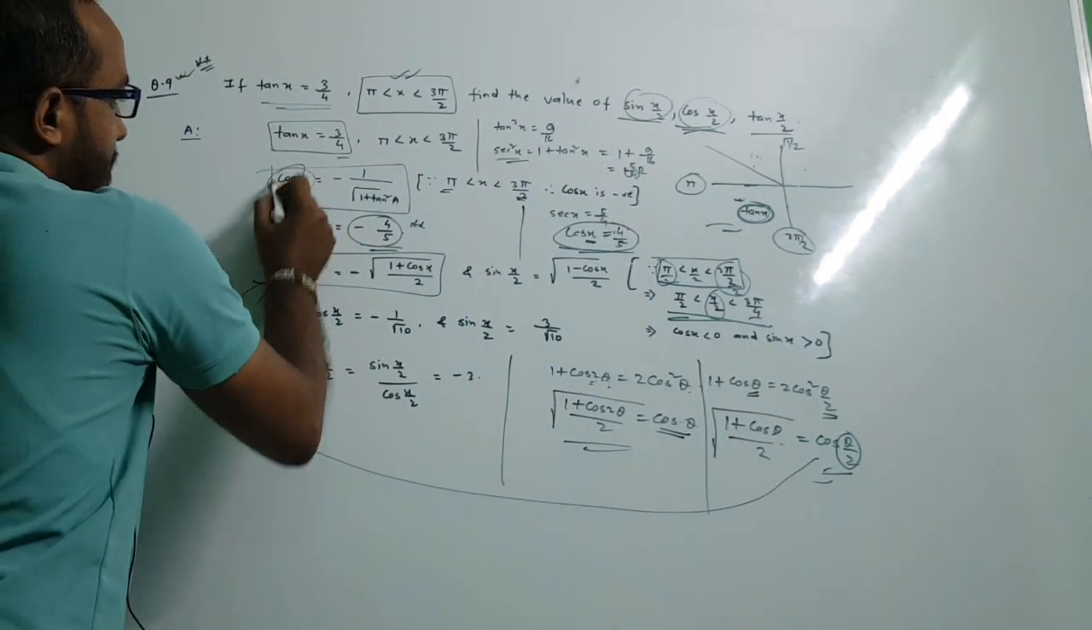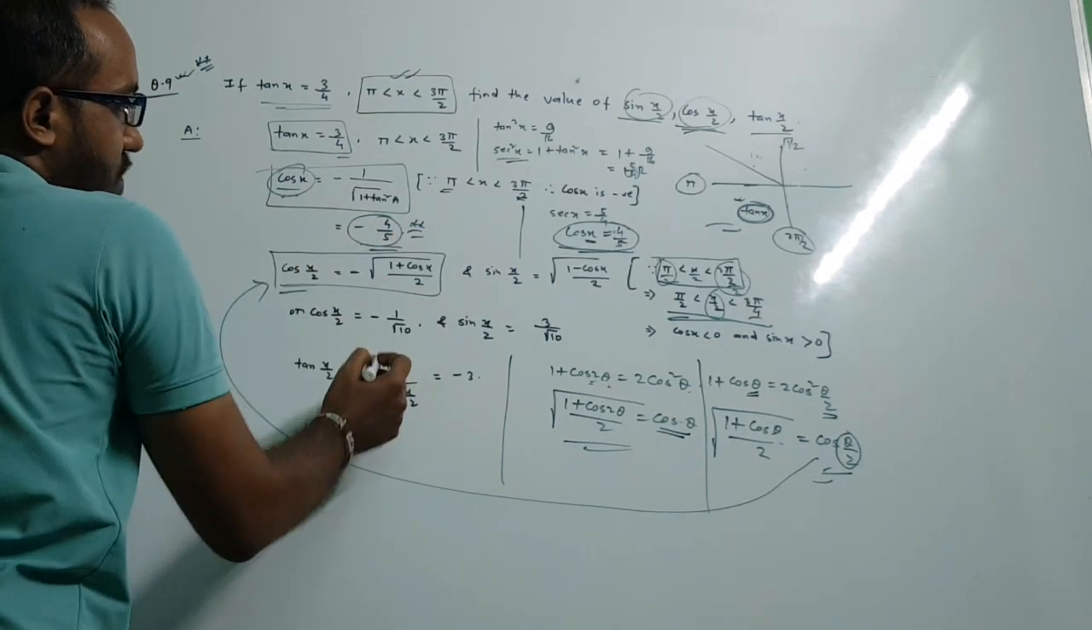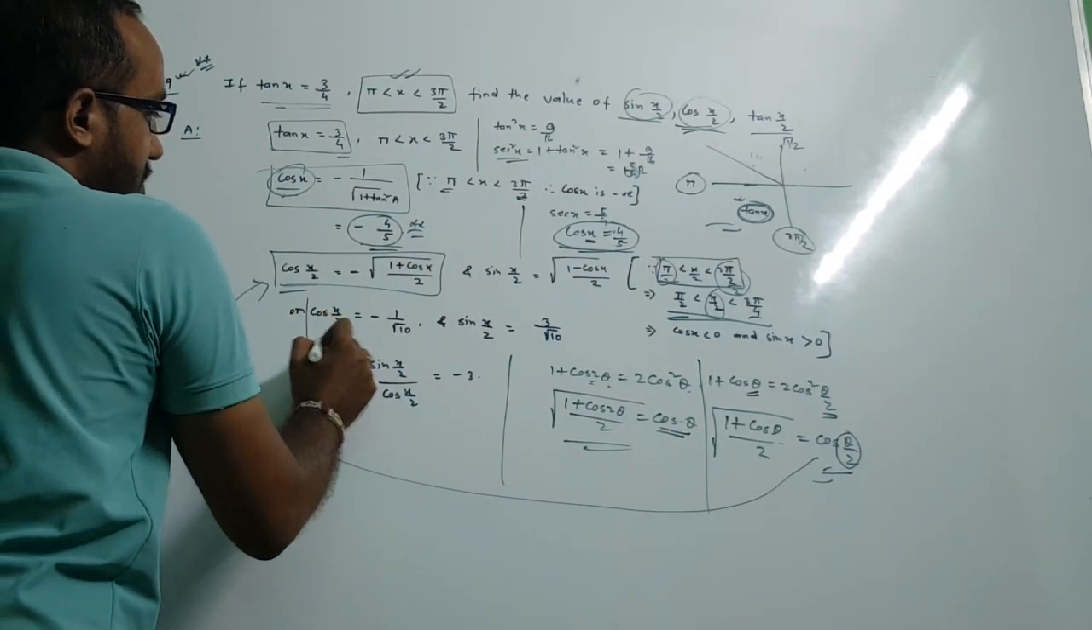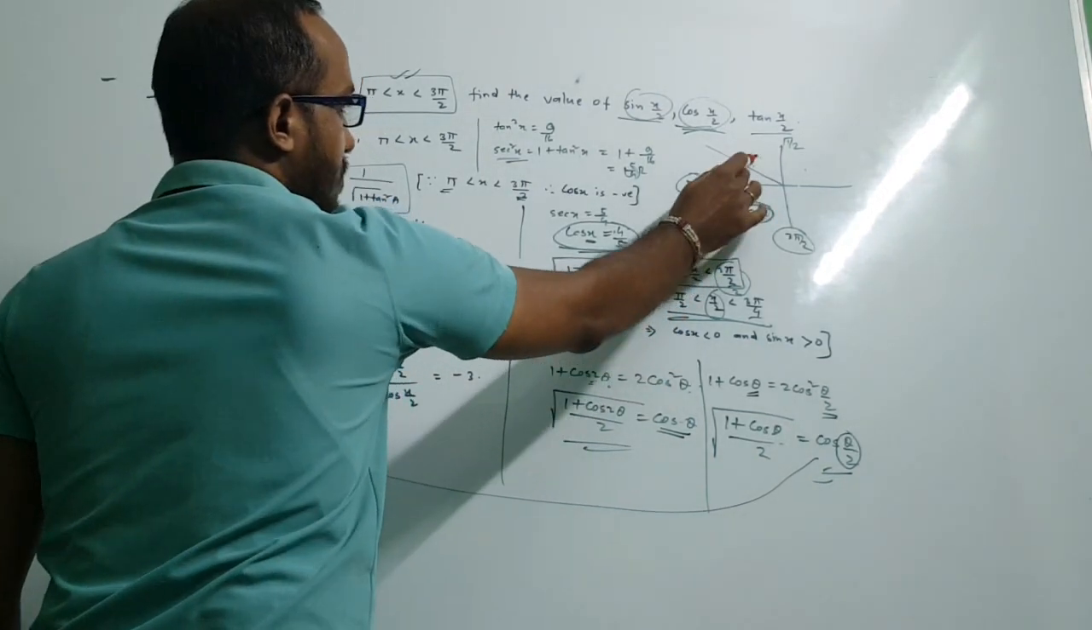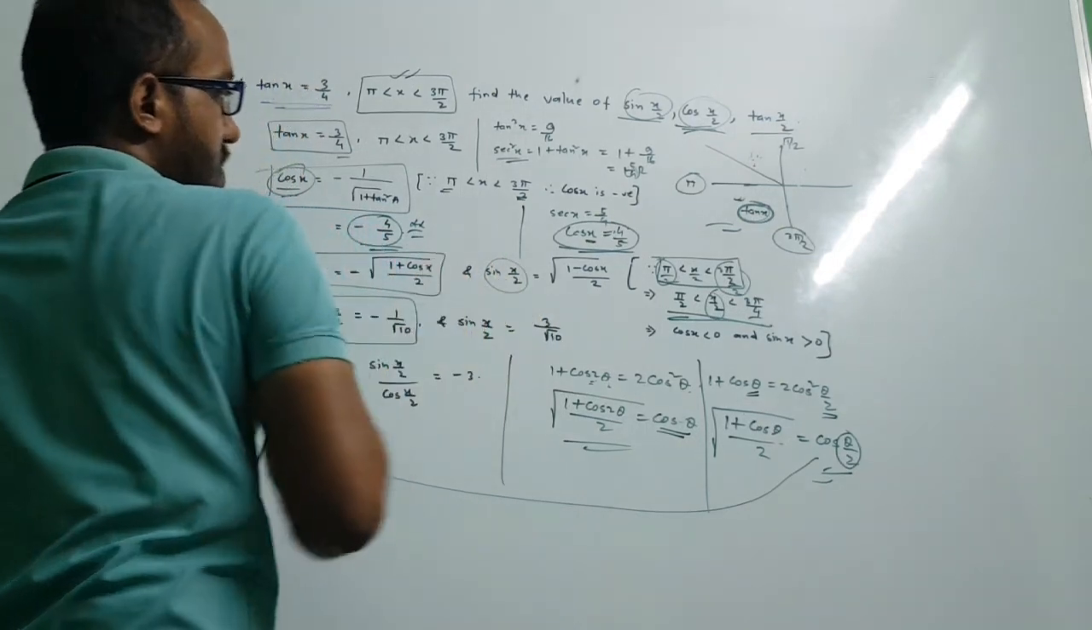Now put the value of cos x. We have calculated already, minus 4 by 5. Find the value, you will get it as minus 1 by root 10. In the second quadrant, sin x by 2 would be positive.